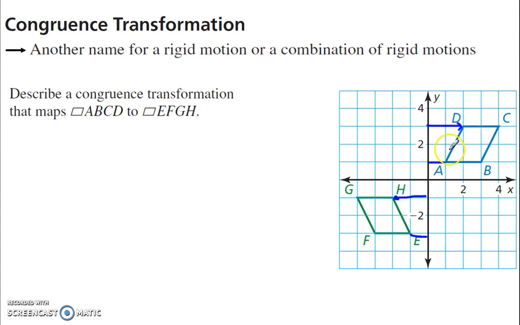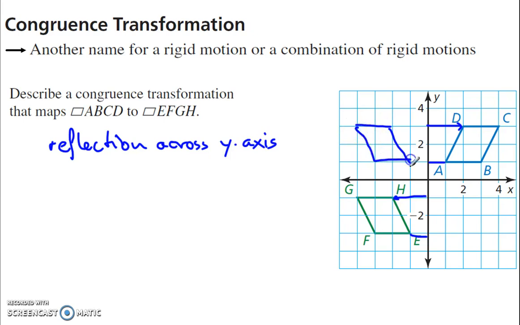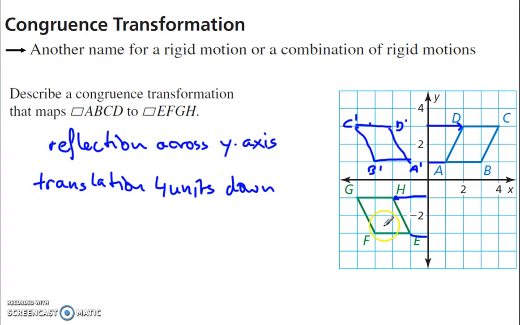Right? So if we reflect this in the y-axis, a reflection in the y-axis would give us this shape, A prime, B prime, D prime, and C prime, and then a translation 4 units down would give us the new shape. So, 2 rigid motions.